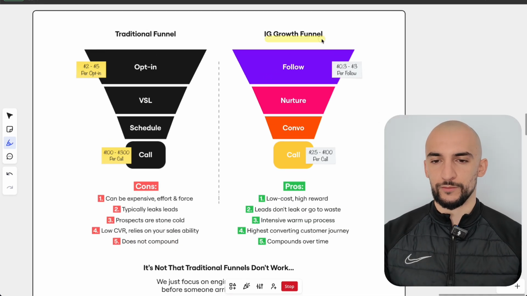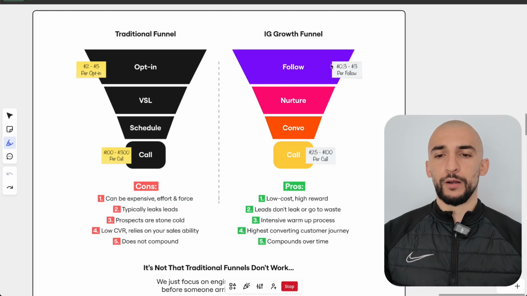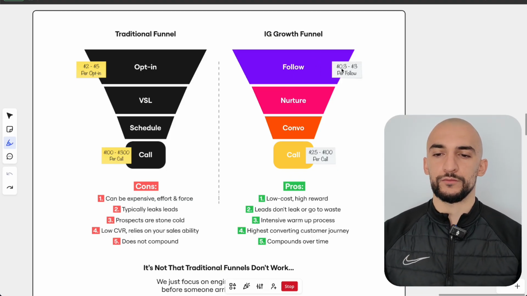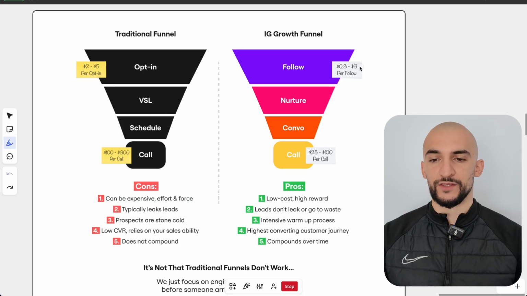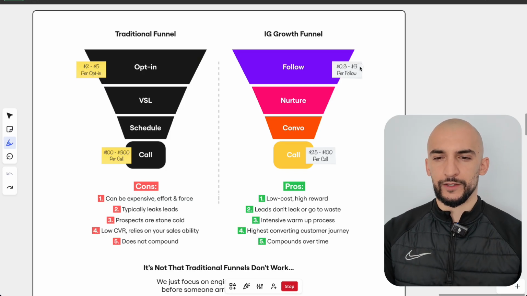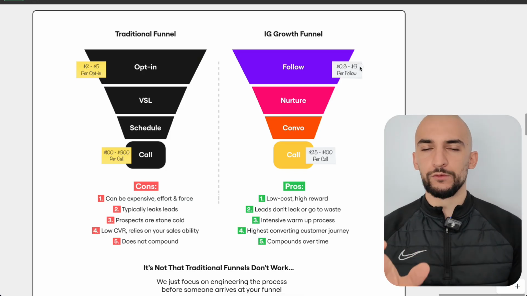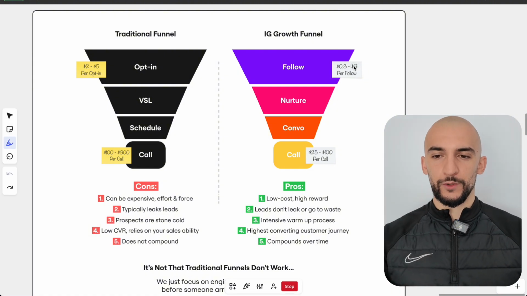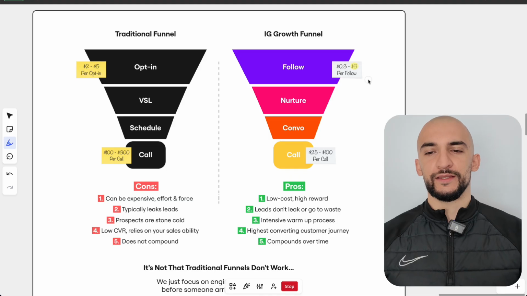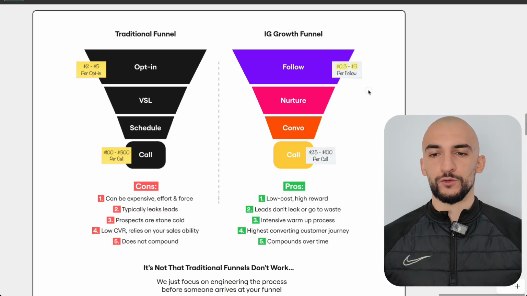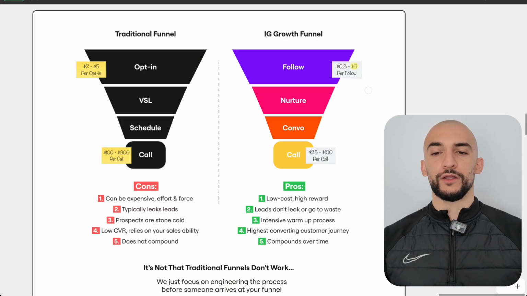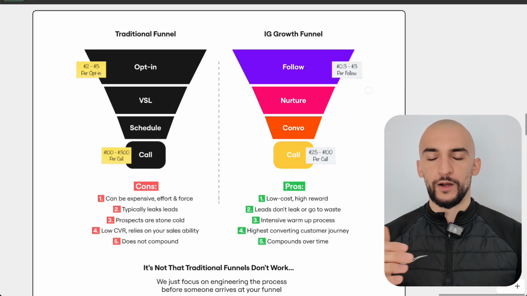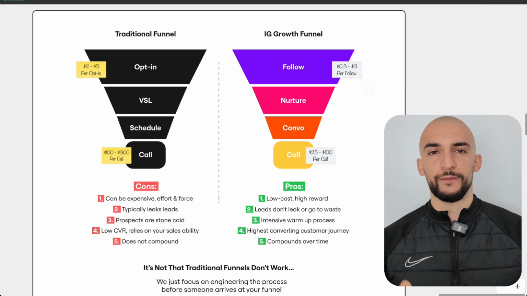So let's move over to the Instagram growth funnel. Per follow, you're looking at anywhere from 3 cents all the way up to $3 per follow. And I'm going to talk you through how I came up with those metrics and why. Typically, the $3 per follow is going to be high quality, but the 3 cents may be because you're running some kind of mass appeal follower ad, where the quality of the lead might not be there. So I'll walk you through my theory behind that.